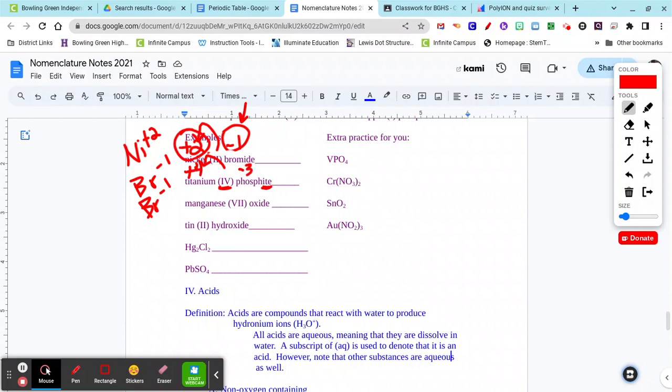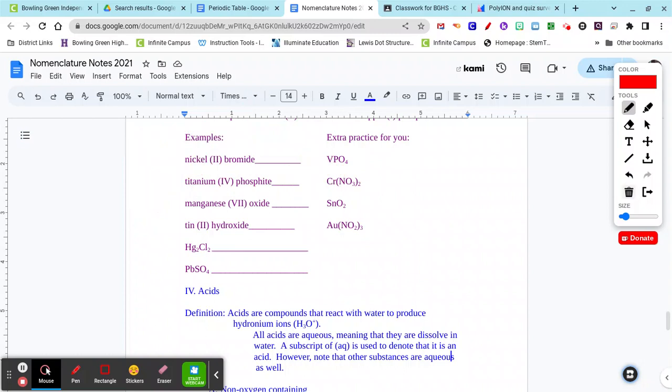So then when I go to write my formula, I'm going to write a Ti, and then I'm going to write my PO3, okay? And then I'm going to cross my charges. So I know that this is going to be a 3, and this one's going to be a 4. So I'm going to write my 3 here next to titanium. Before I write my 4 next to phosphite, I have to put it in parentheses. If I don't, it looks like I have 34 oxygens and 1 phosphorus, when in fact I have 4 phosphites. So make sure anytime you have a polyatomic ion, you put it in parentheses before you add a subscript. Okay, so that is titanium 4 phosphite.